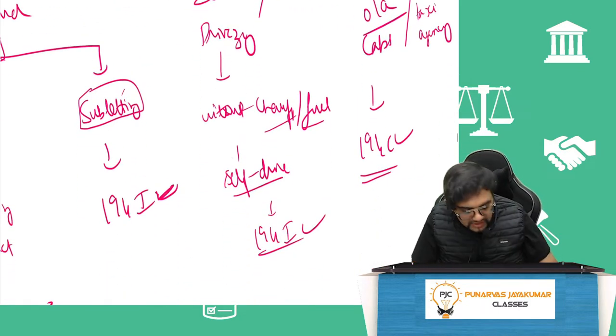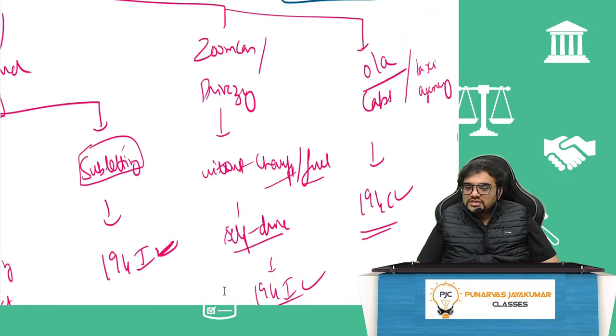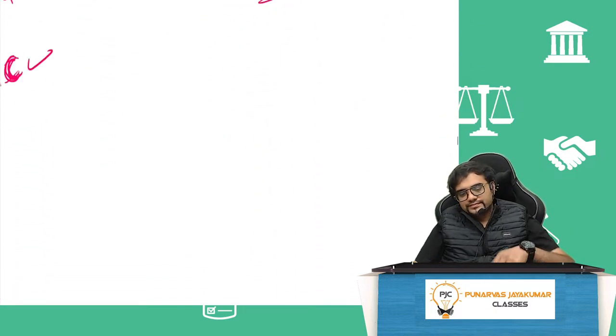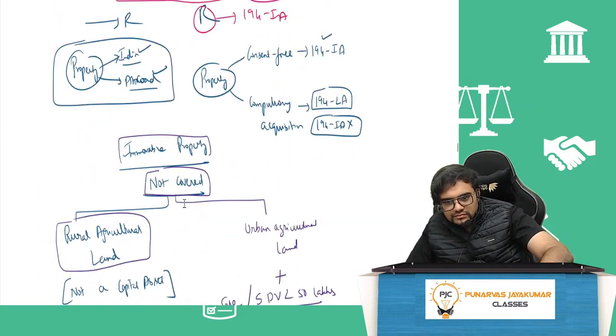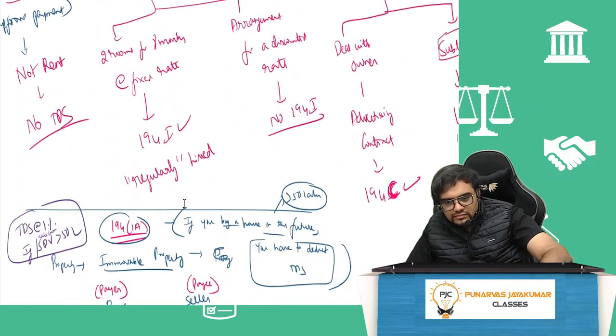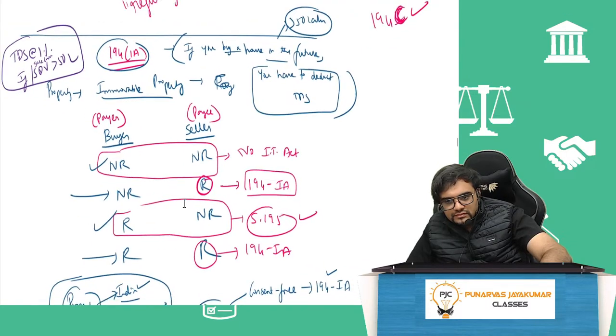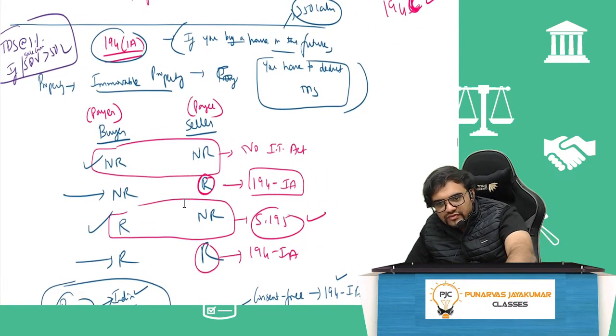Zoom car, etc. Drive without chauffeur, without driver, without fuel, whatever self-drive vehicle if I am taking, 194I will come. On the other hand, if I am hiring Ola Cabs taxi agency, so a company enters into a contract with Ola Cabs for supplying some 10 cabs every day to ferry employees, that will come under 194C.